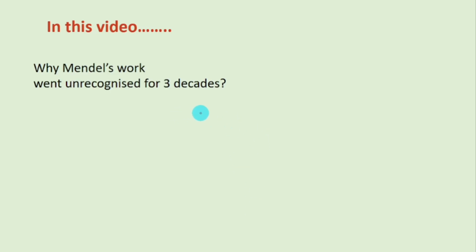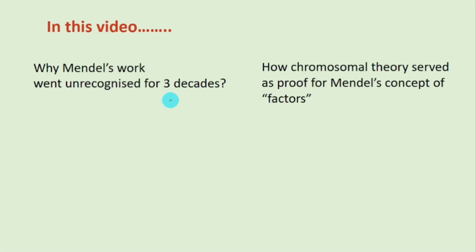So the highlight of this video is, you will understand why Mendel's work went unrecognized for almost 3 decades, and how chromosomal theory finally served as proof for Mendel's concept of factors. So basically, chromosomal theory helped to link Mendelian inheritance to the behavior of chromosomes during cell division. Okay, so identification of chromosome served as proof for Mendel's concept of factors.